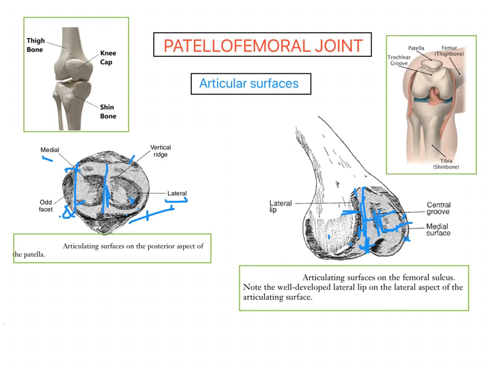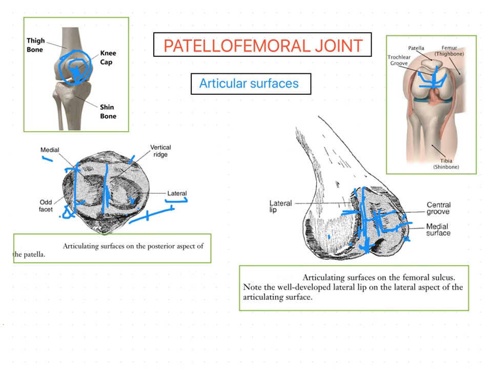Now if you see this, this is the patellofemoral joint here. This patella is inverted triangular in shape, and it is embedded within the quadriceps tendon. Here in this picture you can see the trochlear groove. That vertical ridge which is present on the posterior aspect of the patella is going to fit into this sulcus.